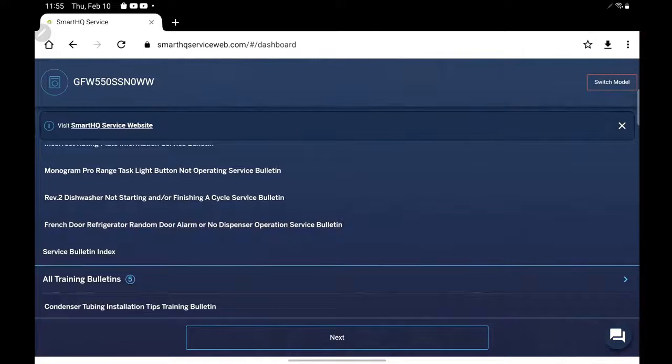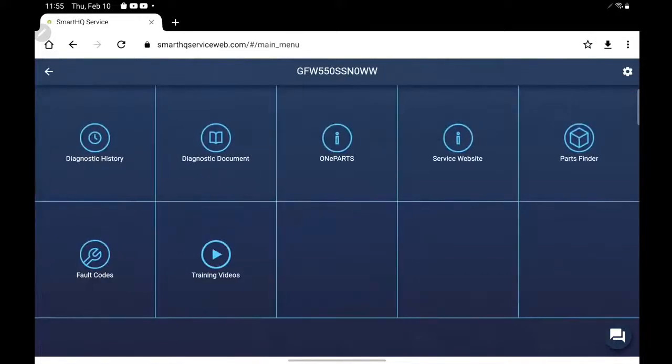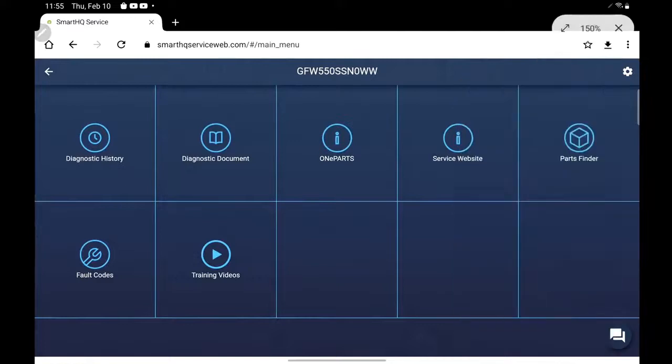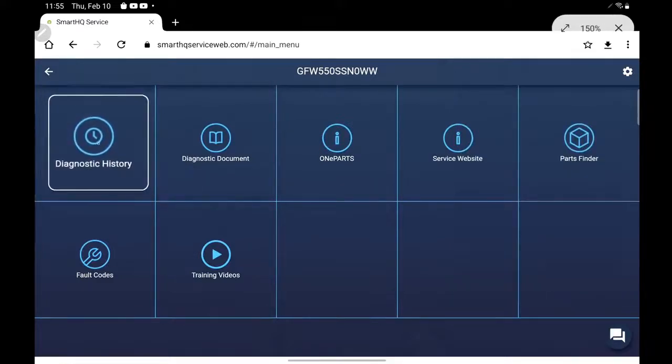If I go ahead and click the button labeled next here, that is where I'm going to be able to see, let me zoom into some of these a little bit. That's where I can see my diagnostic history.